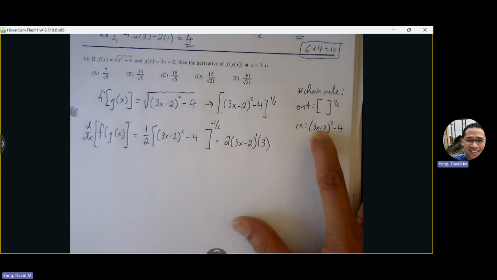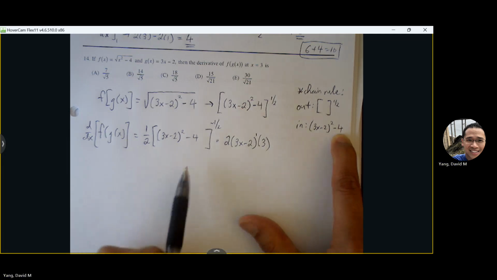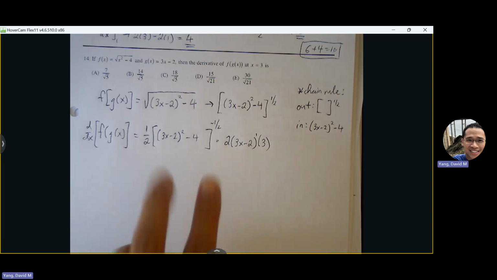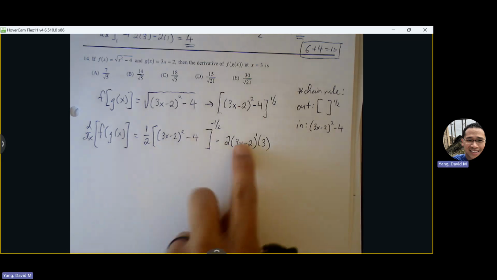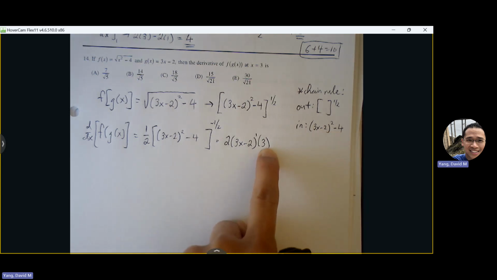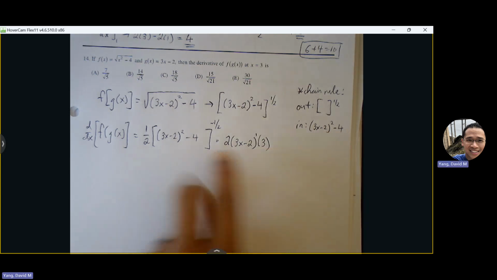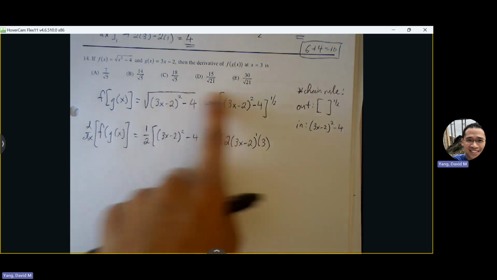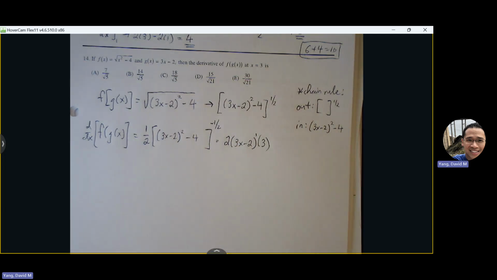So there's another inside outside here. The minus 4 just goes away, so we can ignore the minus 4. But this is basically like 3 different layers here. You got that bracket to the 1/2, you got that parentheses squared, and then finally you got that 3x minus 2, which is producing a 3. So now that we have this derivative mess, we can plug 3 in and see if we can get this cleaned up to match one of our answer choices.